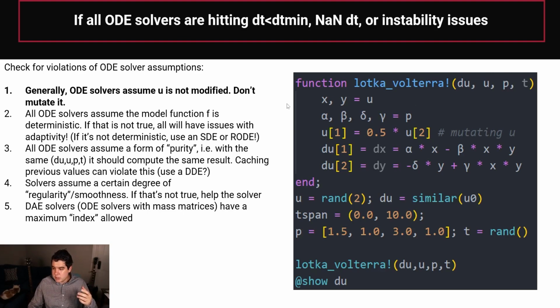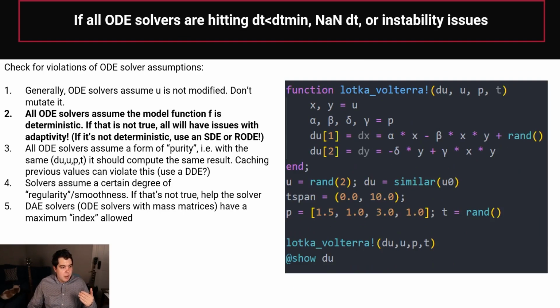So here's, for example, on this Lotka-Volterra, remember I'm mutating u. This is a bad thing. ODE solvers generally assume that the value of u is not changed within the function that calculates the ODE derivative. So if you're doing this, don't. This is one of the assumptions, and I'll go into why this can fail.